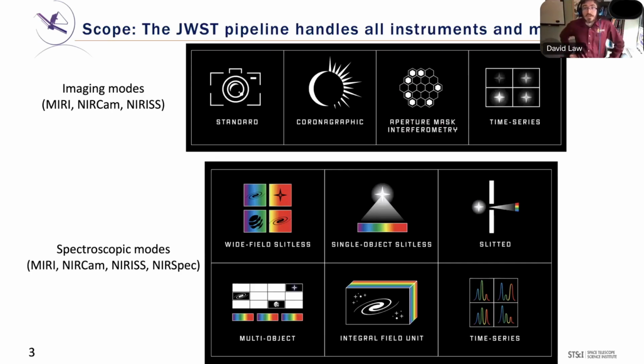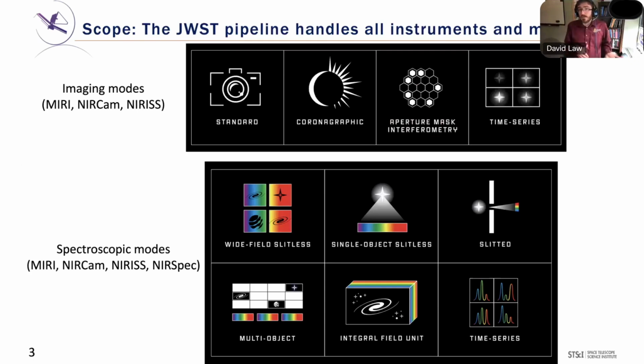So to give you a bit of scope behind it, the Webb pipeline is a single pipeline for all instruments and all modes on JWST. Depending on exactly how you count it, that's roughly 17 different kinds of modes, broken down into a large number of both imaging types and spectroscopic observations as well.